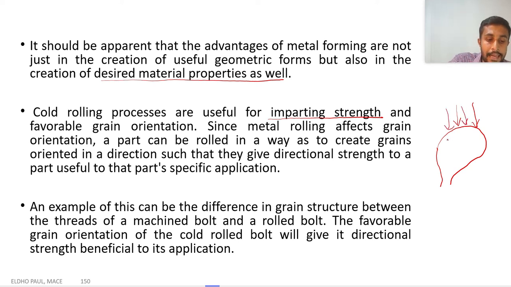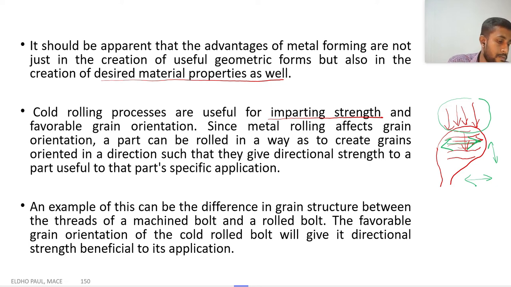So we can create a grain flow structure such that after the rolling process, this may be the grain flow structure. According to this grain flow structure, in this direction the material has a very high strength, but in this direction the strength may be low. But in the vertical direction, the direction in which the applied force acts, the strength may be much higher. So we can adjust the grain flow pattern according to the requirement and the force applied. Thereby we can increase the strength in a particular direction. That is called anisotropic property, imparting anisotropic property on the material.